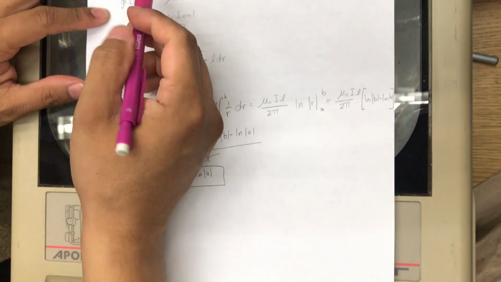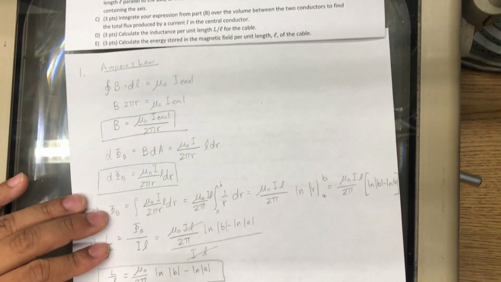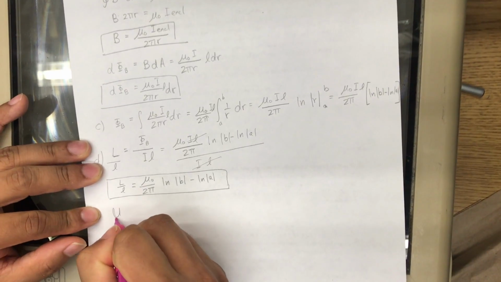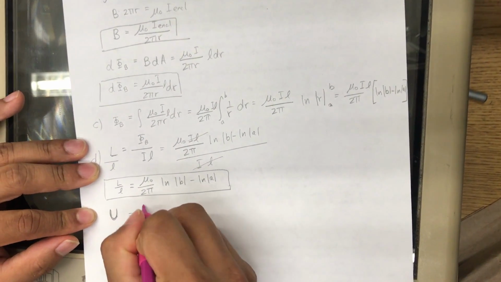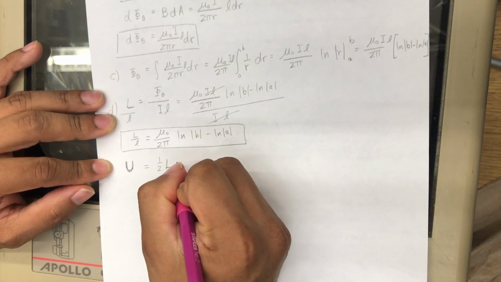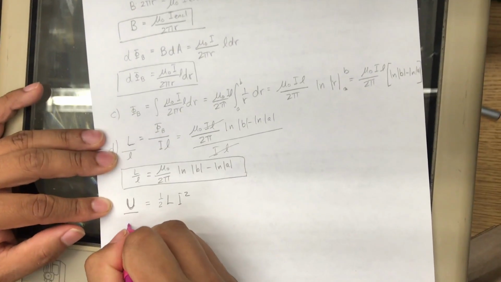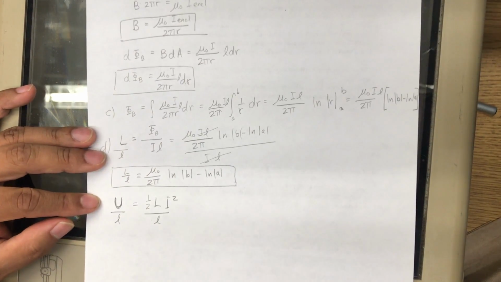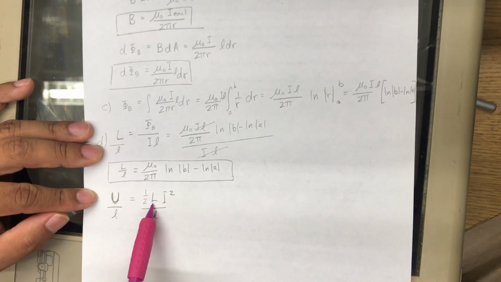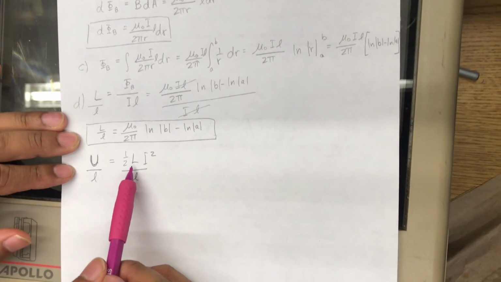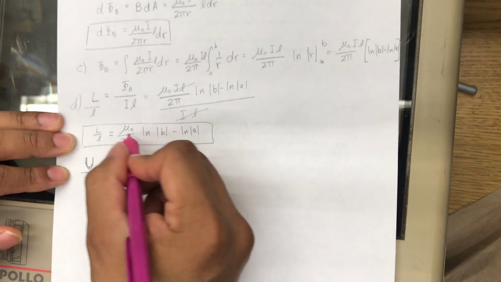So lastly, we calculate the energy stored in the magnetic field per unit length. The equation for the energy U stored in the magnetic field will equal 1/2 times inductance times the current squared. But they're asking per unit length, so we divide both sides by l to get per unit length: large L over small l. So we can plug that in.